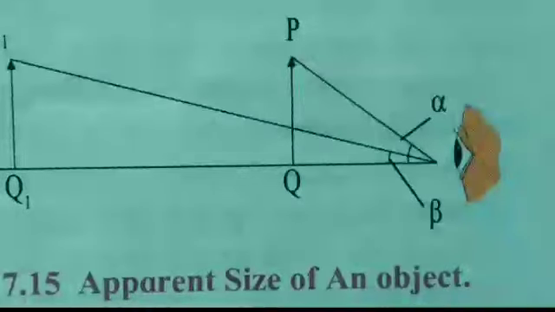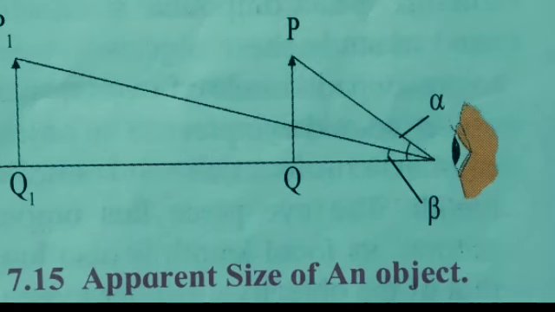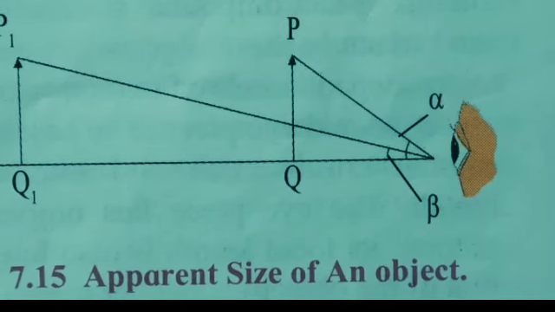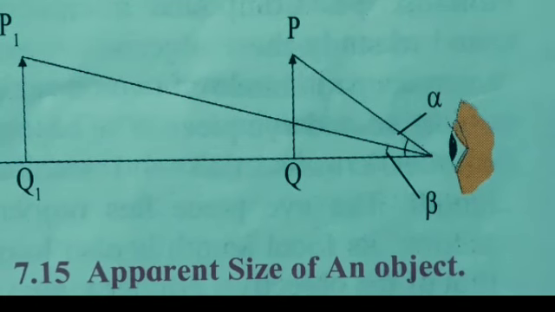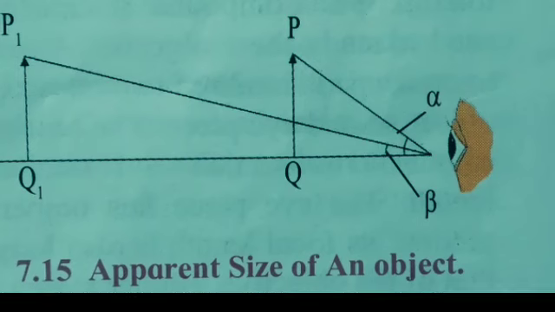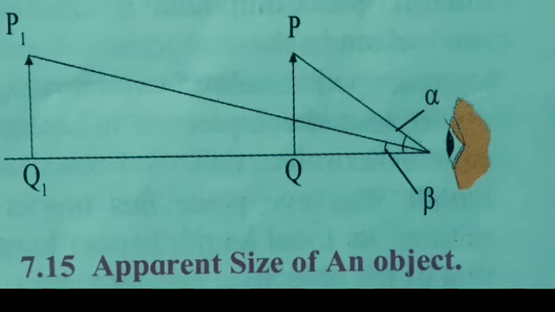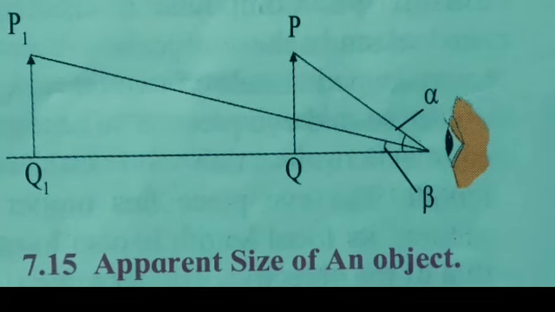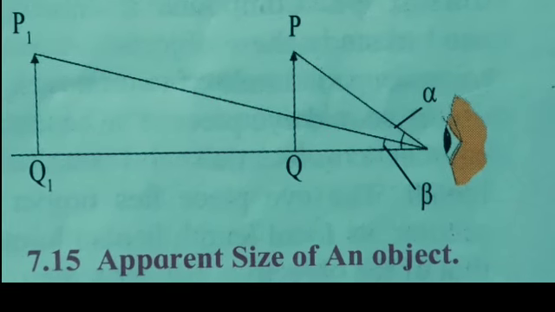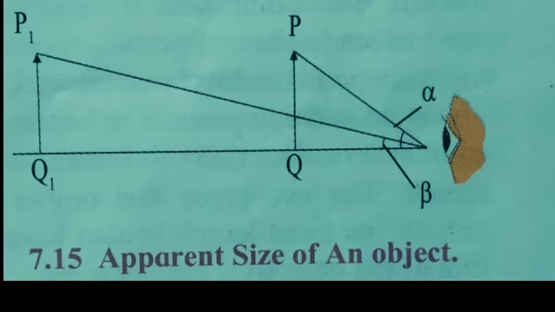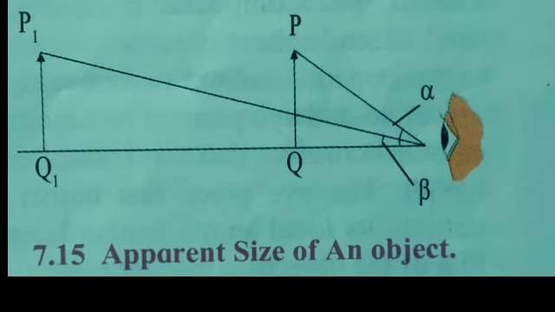Apparent size of an object. Consider two objects PQ and P1Q1 having the same size but kept at different distances from an eye, as shown in the figure. As the angle alpha subtended by PQ at the eye is larger than the angle beta subtended by P1Q1, PQ appears larger than P1Q1. Thus, the apparent size of an object depends on the angle subtended by the object at the eye.